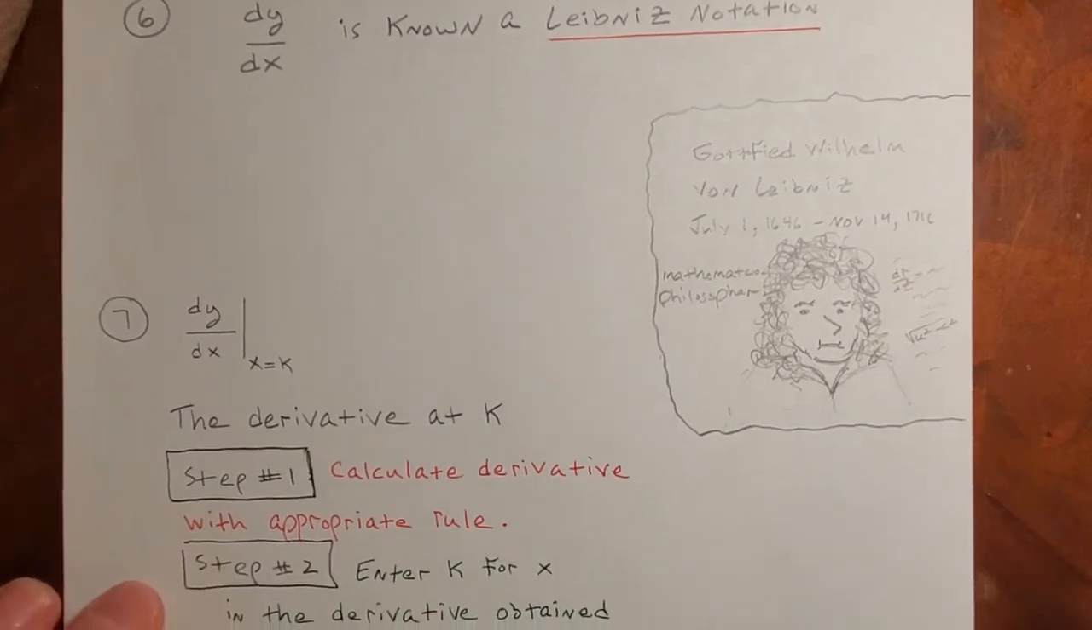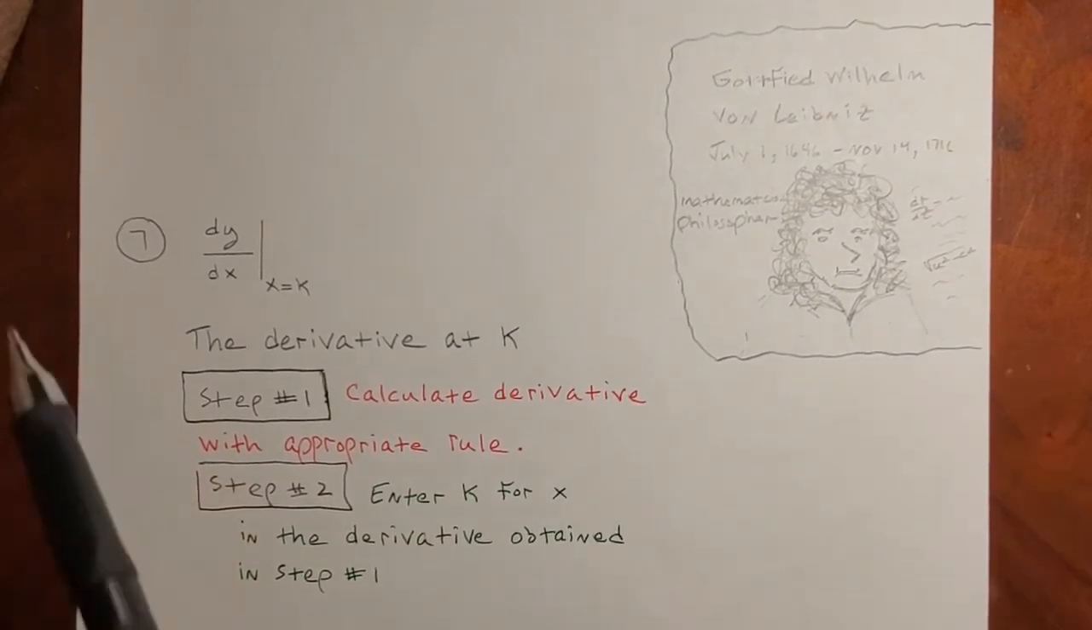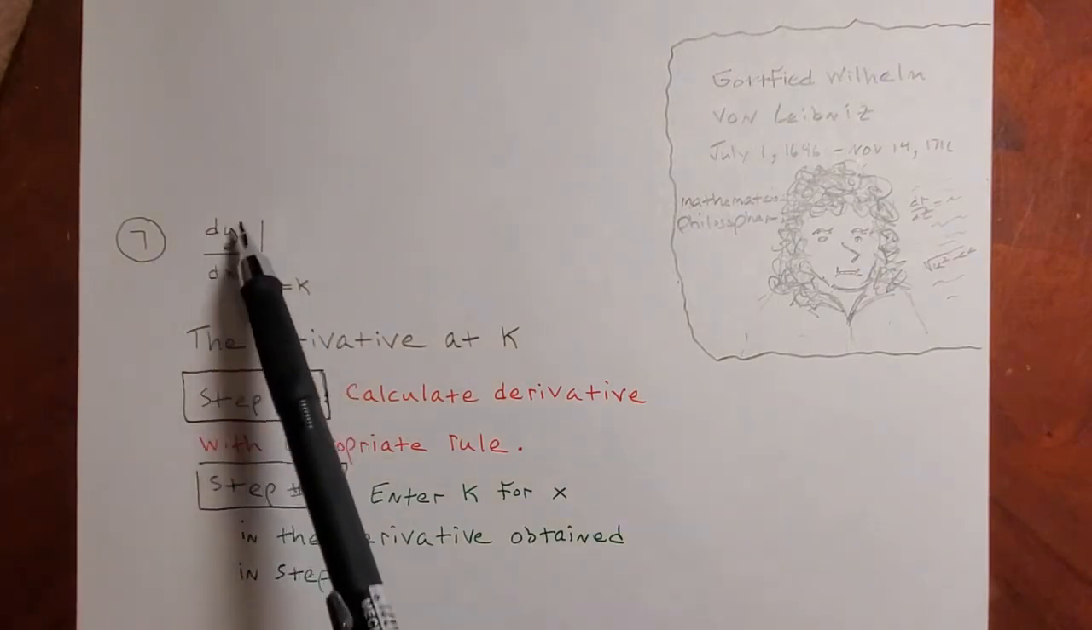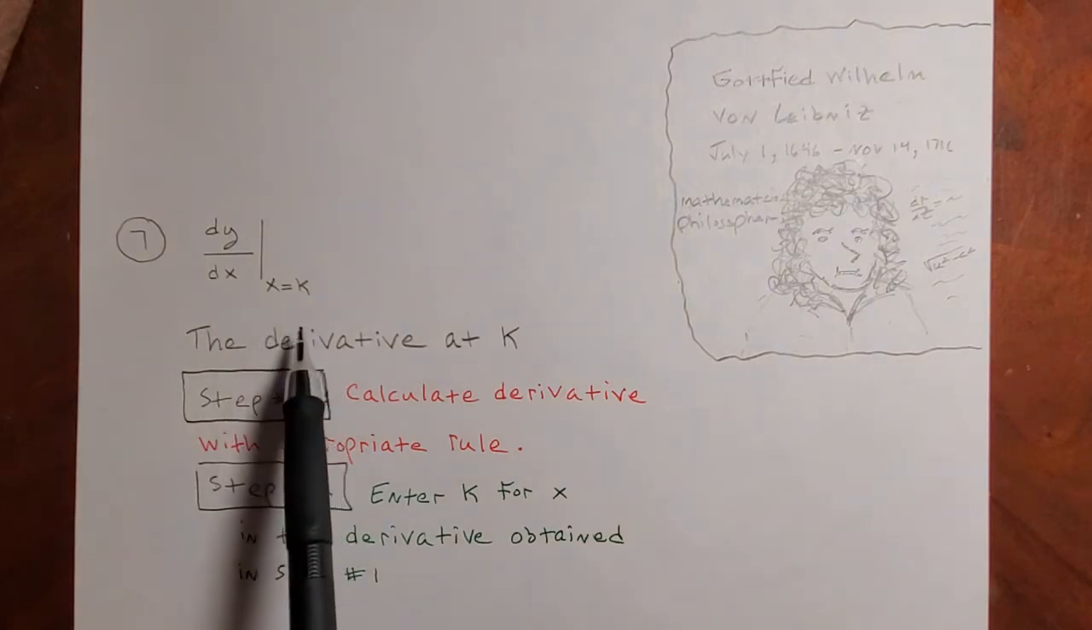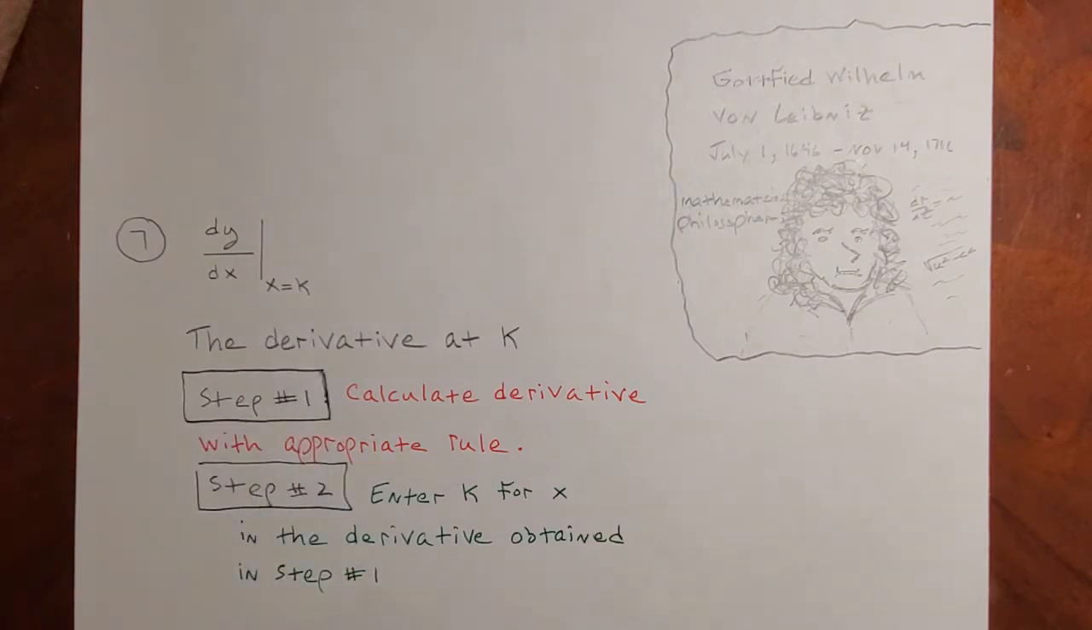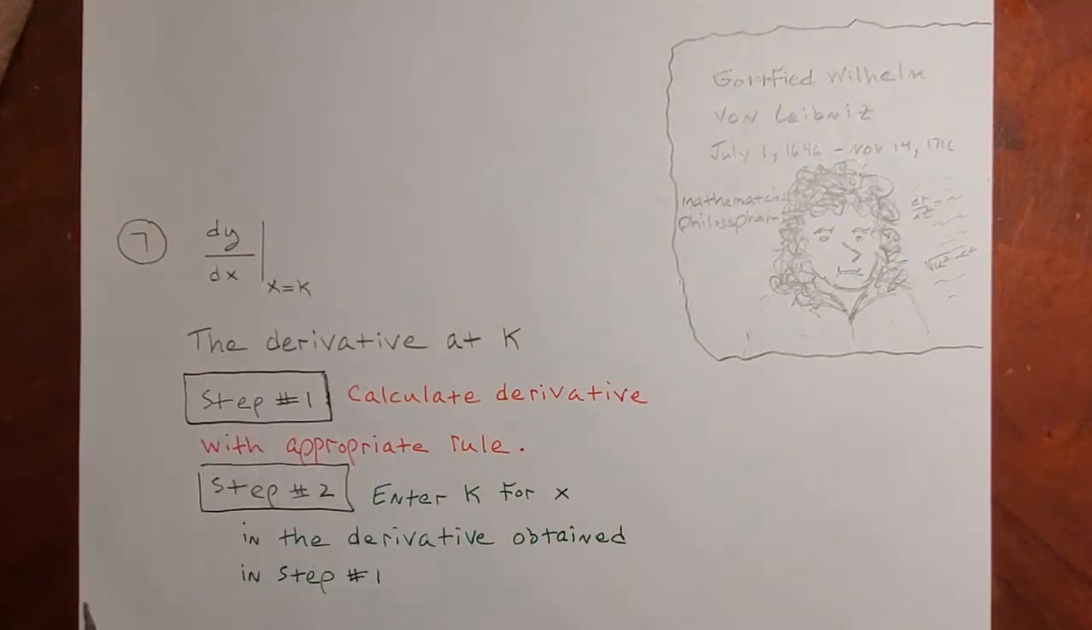Anyway, so let's see. Next thing, this symbol, dy over dx when x is k. So this is asking us to evaluate the derivative at some given value of x. Again, this is just notation, all right? Well, how do we do that? Well, step one, we'll calculate the derivative with whatever rule would apply to it. And once we've got that formula, we just plug the k in for the x, all right? It's not that big of a deal.